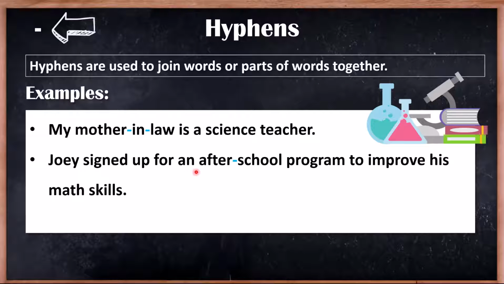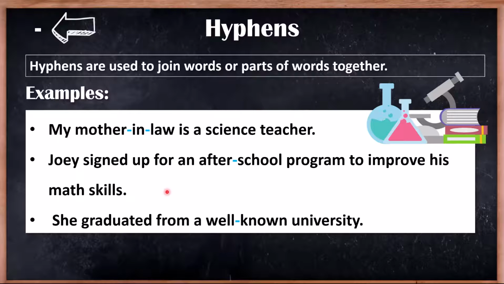Joey signed up for an after-school program to improve his math skills. She graduated from a well-known university. Now, I highly recommend you watch my video on hyphen rules. A lot of words that are hyphenated are compound nouns or compound adjectives, and they do require memorization. Because well-known comes before university, we hyphenate it. If you watch my full video, it will help you understand this more.